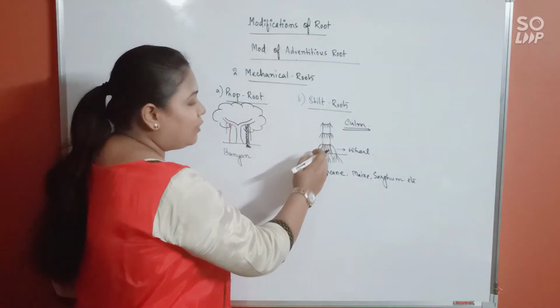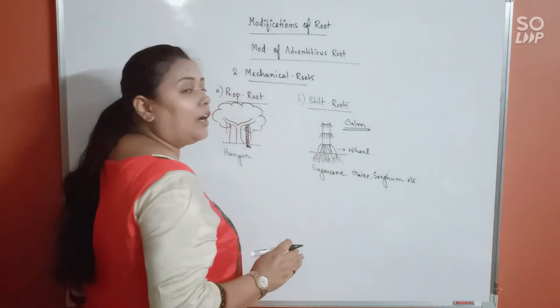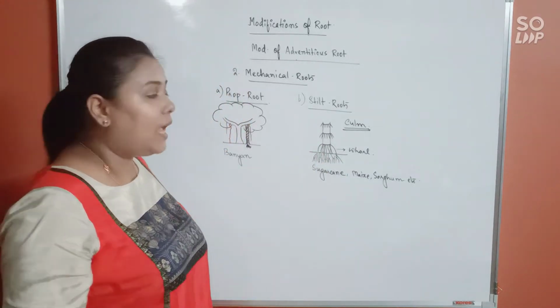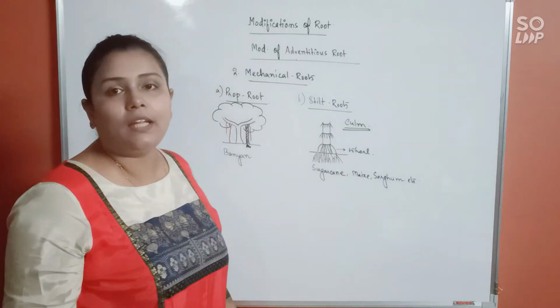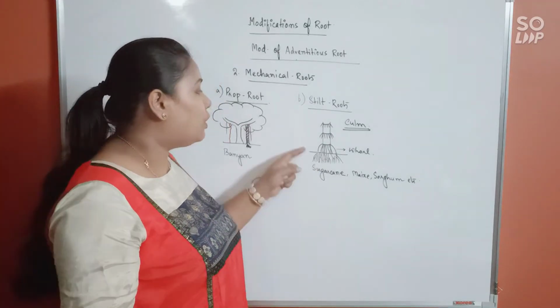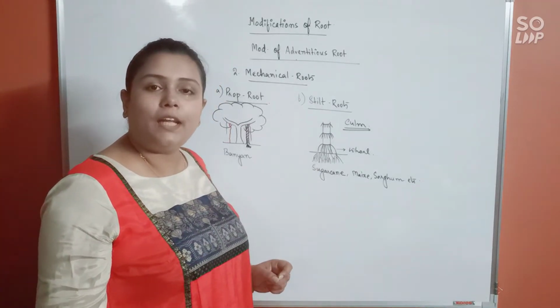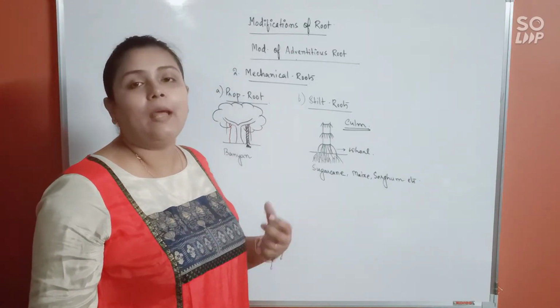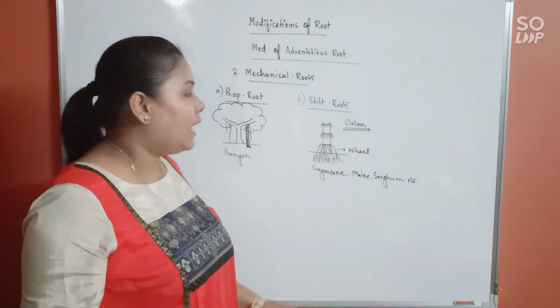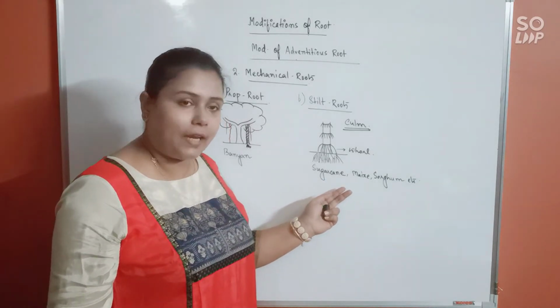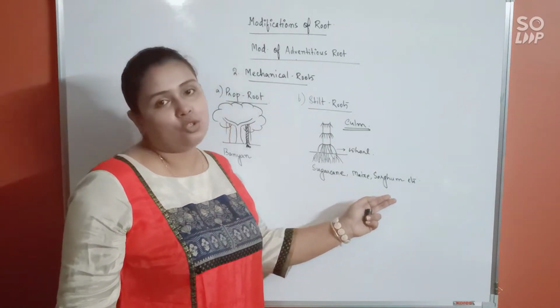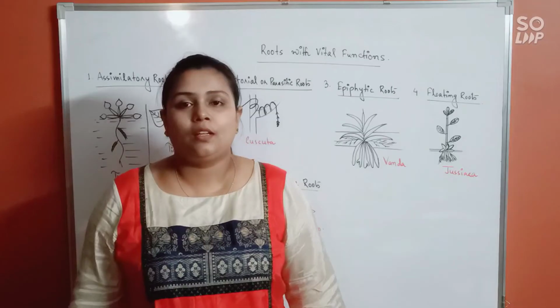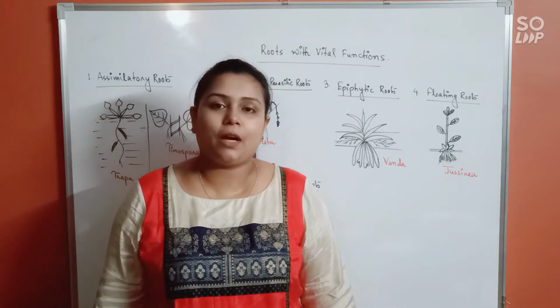As they reach the soil, they will start forming the fibrous roots, and eventually they will start absorbing water and minerals. So they will not only be providing additional support to the culm, they will also be helping in absorption of water and minerals. Examples are not only sugarcane but also maize, sorghum, etc. So here we have reached the last part of the root.